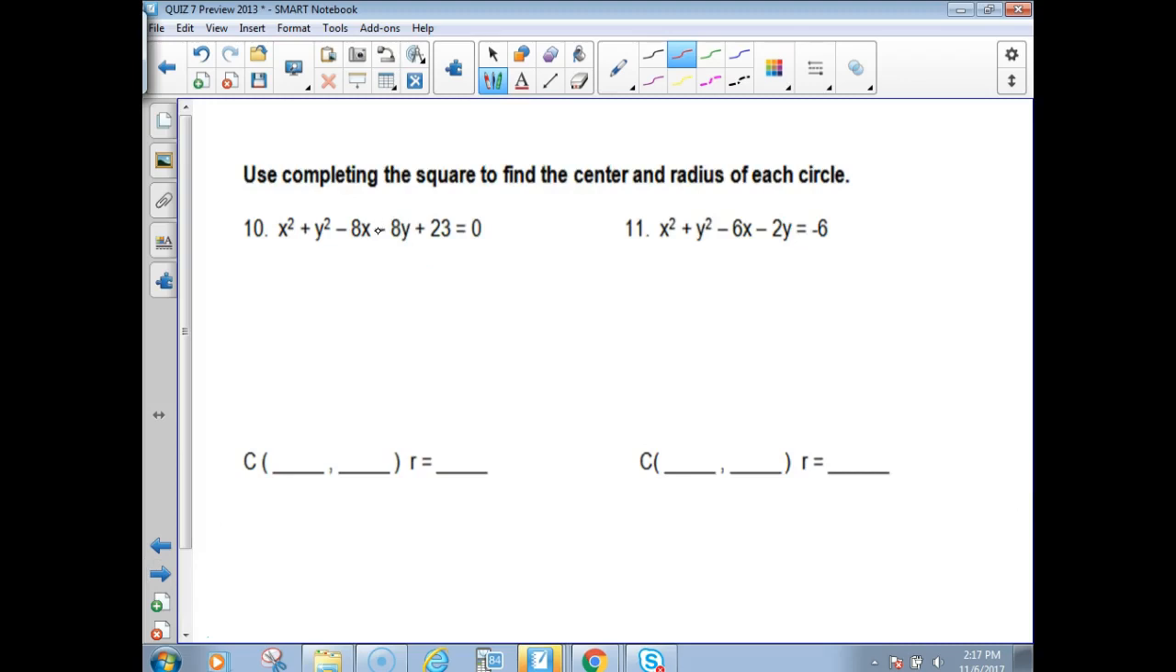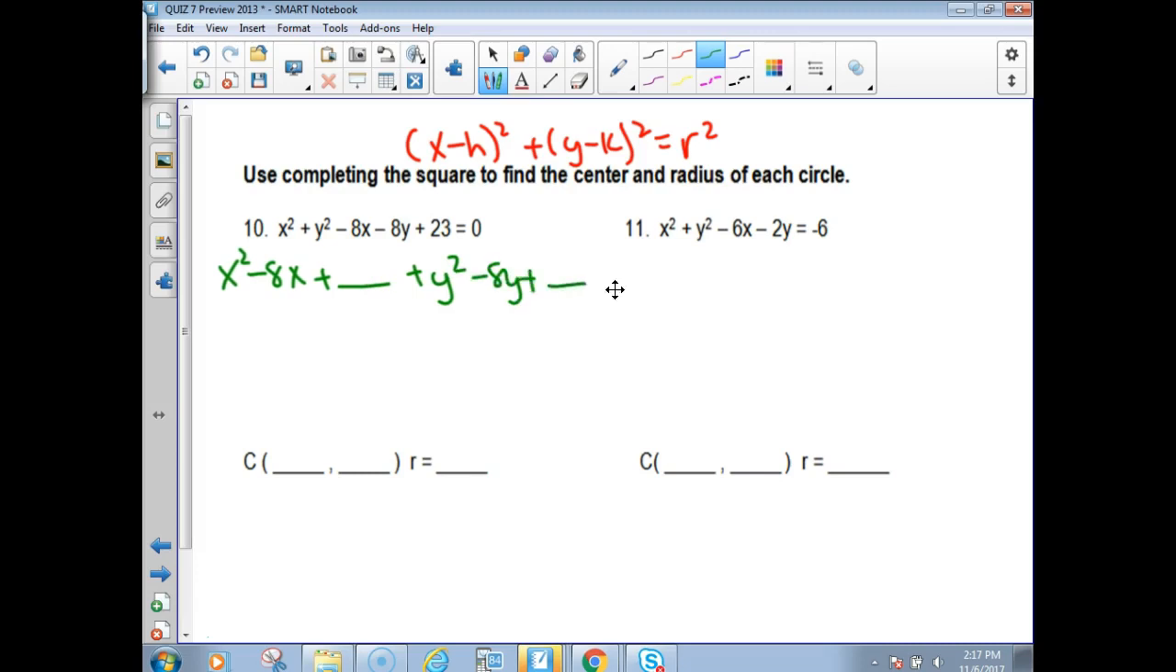All right, number 10, use completing the square to find the center and radius of the circle. Center and radius form is x minus h quantity squared plus y minus k quantity squared equals r squared, where (h, k) is the center and the square root of r squared is the radius. So I'm going to rearrange my x terms together and put in a blank. Going to rearrange my y terms together, put in a blank. And then I'm going to subtract 23 and put in a couple blanks over there, because I have to complete the square twice.